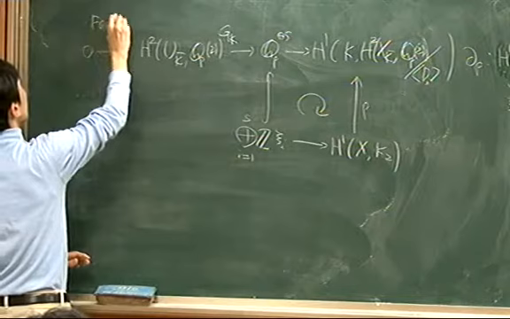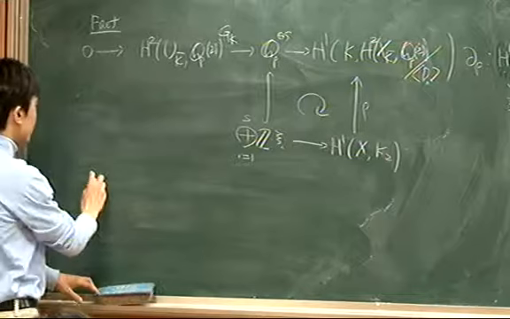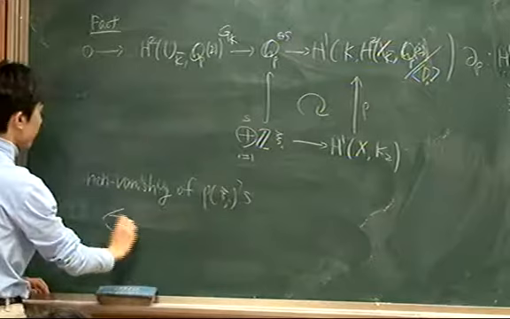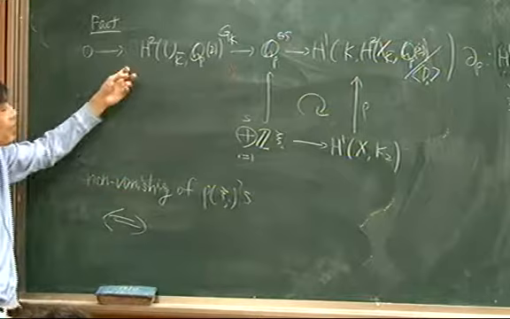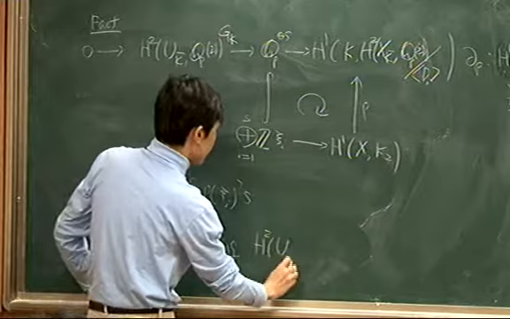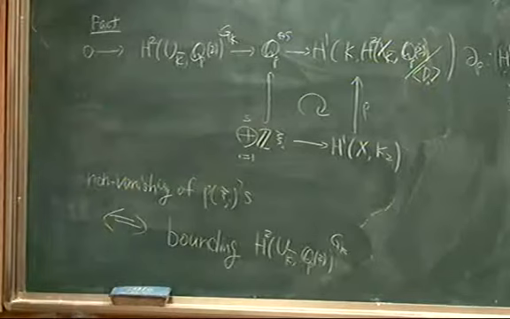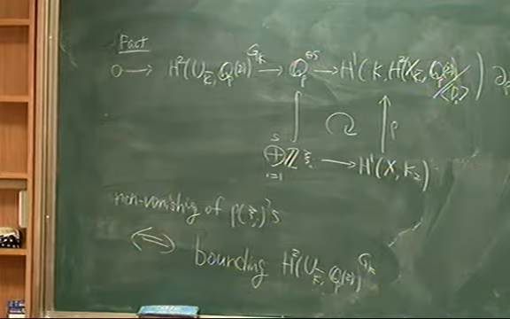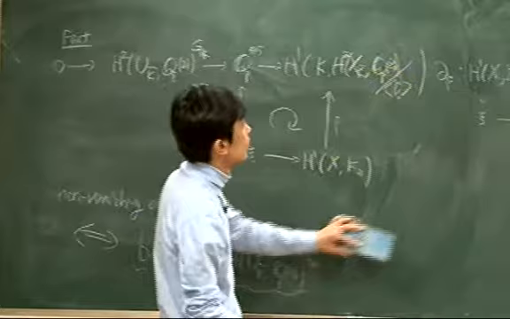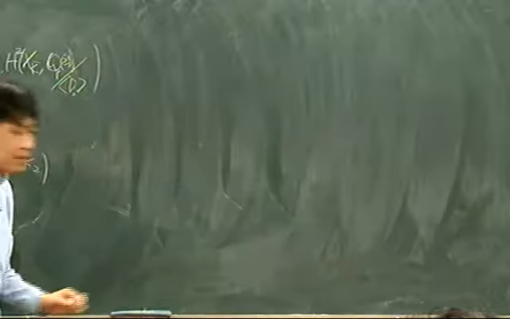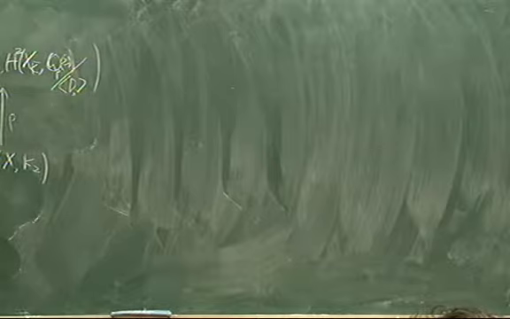So therefore, the non-vanishing of rho CI is equivalent to bounding this space, bounding H2 UK to GK. And this is what we will do. Okay. So everything so far is a standard argument, but any questions?